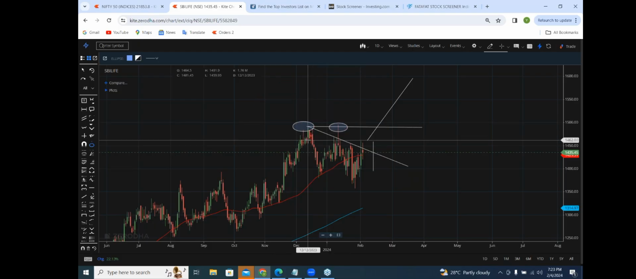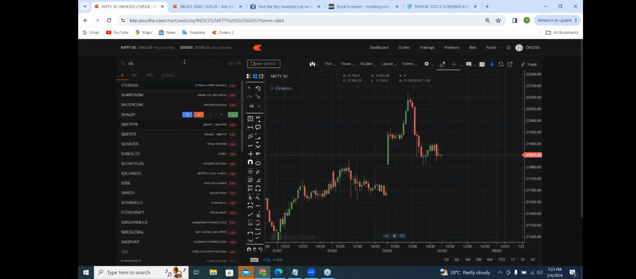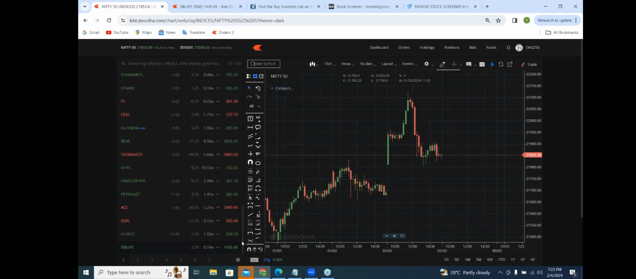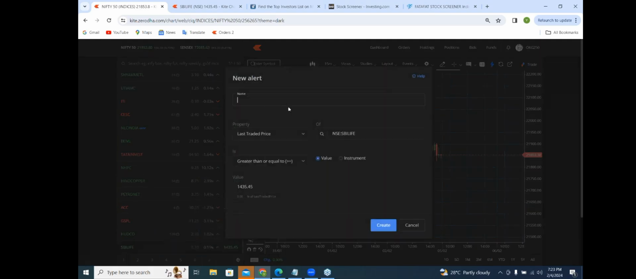Obviously, this level seems to be very strong resistance. So let's create an alert for this so that whenever that is broken, there is an opportunity for us. So let me add SBI Life here, go to create alert. SBI Life is ready for swing. Don't you think this will be helpful? Because you might forget the kind of research that you might have done over weekends. Create alert and forget it. Ready for swing.